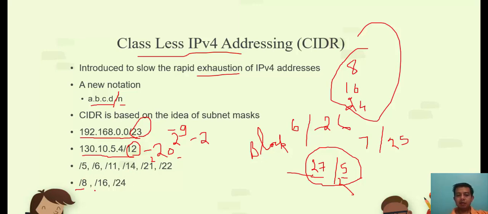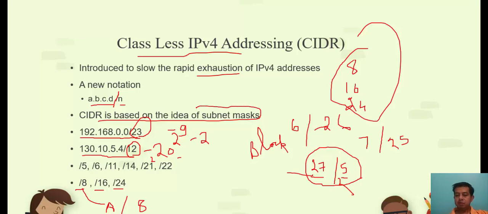This /8, /16 and /24 are similar to class A, B and C. So in class A, if I represent it in this classless notation, class A becomes /8. What is /8? 8 bits are used for the network part, the rest 24 bits are for the host part. So class A becomes /8, class B becomes /16 and class C becomes /24 in this classless notation. Clear? This classless notation is based on the idea of subnet mask.